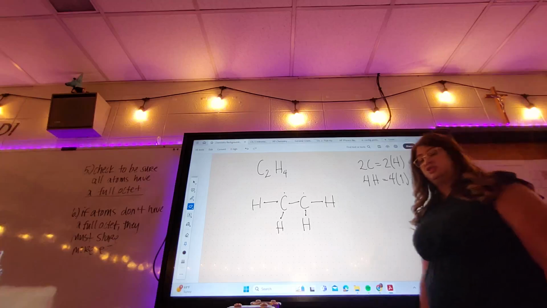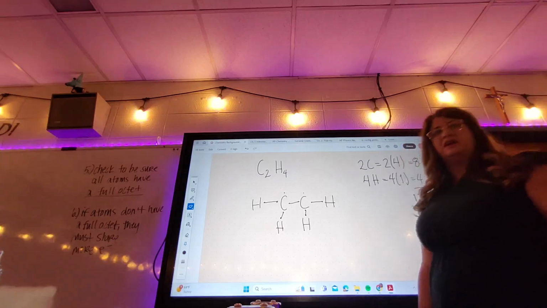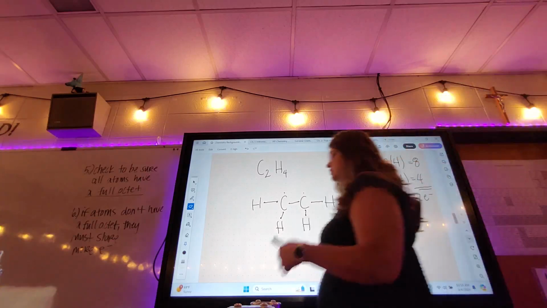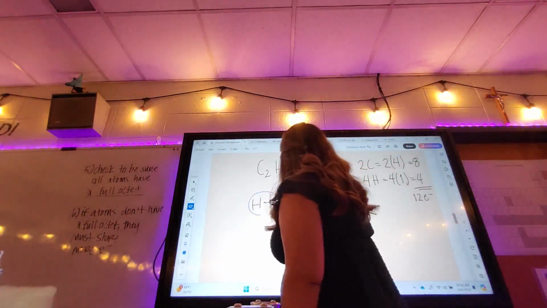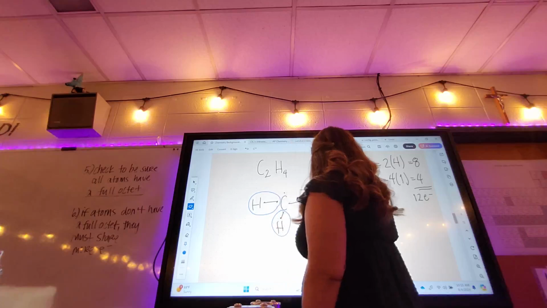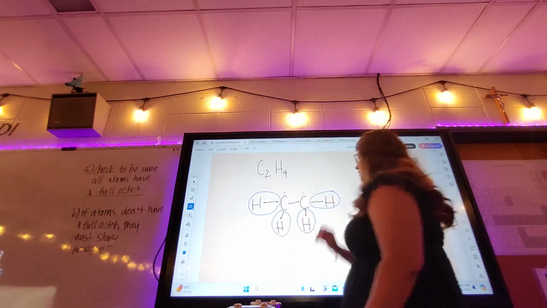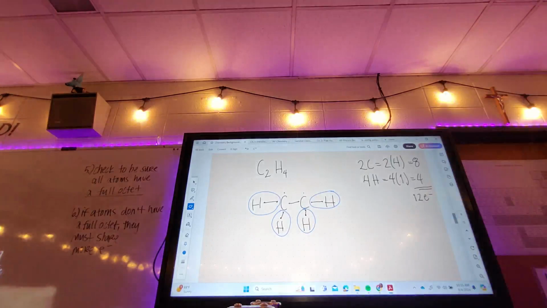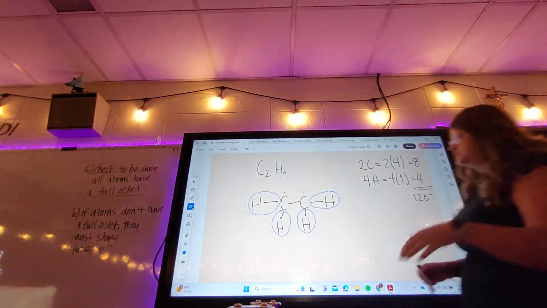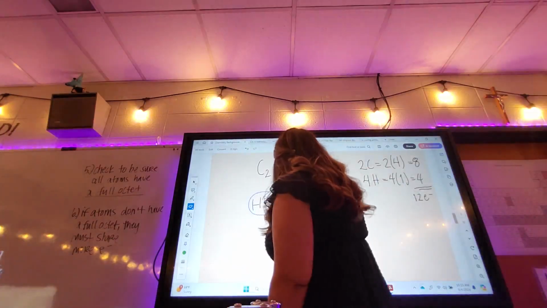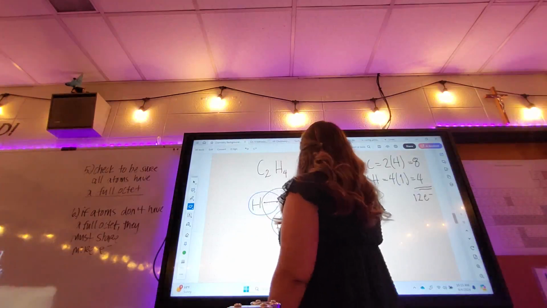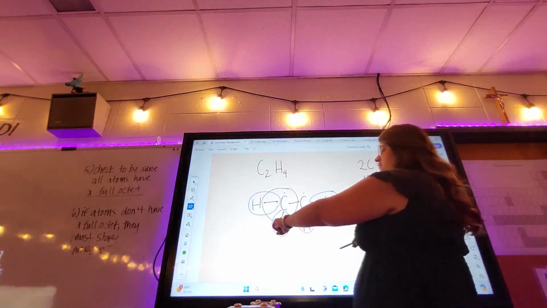And now I'm going to check if I have a full octet. So if you're working on this on your homework paper, don't do this. Let me do it for you. I'm going to circle all the hydrogens and I'm going to look at them first. Are any of these hydrogens not having a full octet? No, so they're good. No worries. The carbons, though, don't look full. So how many electrons in the first green circle?